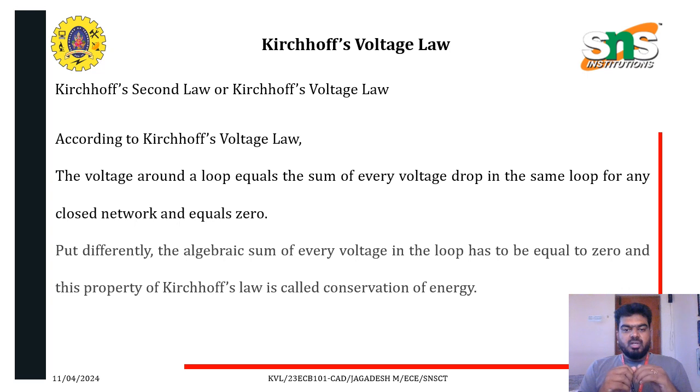So Kirchhoff's voltage law is also called Kirchhoff's second law. According to Kirchhoff's voltage law, the voltage around a loop equals the sum of every voltage drop in the same loop for a closed network, and equals zero. Put differently, the algebraic sum of every voltage in the loop has to be equal to zero, and this property of Kirchhoff's law is called conservation of energy.